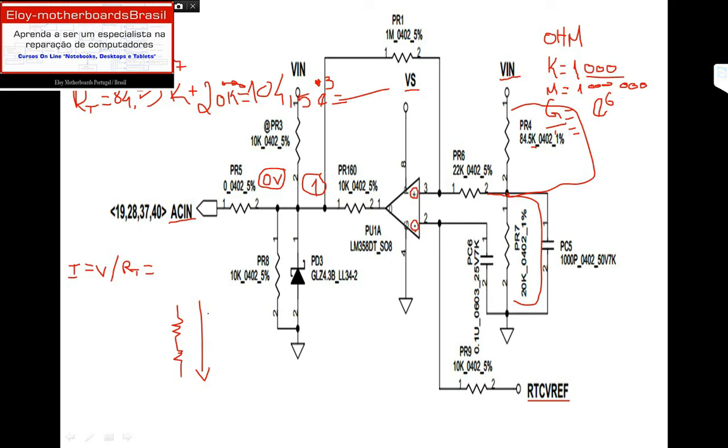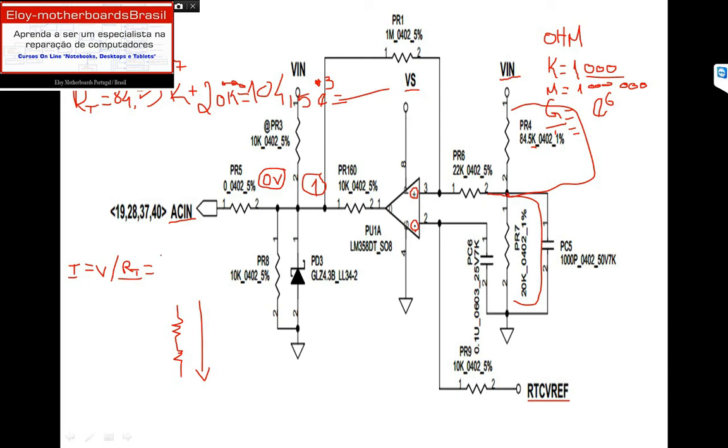With resistances connected in series, the variation is in voltage. The current is the same, so I need to calculate the current that will cross PR4 and PR7. So I need to calculate the total resistance of this circuit right here. This is why I have here resistance total. This is in Portuguese, we call this resistência total, or total resistance in English.